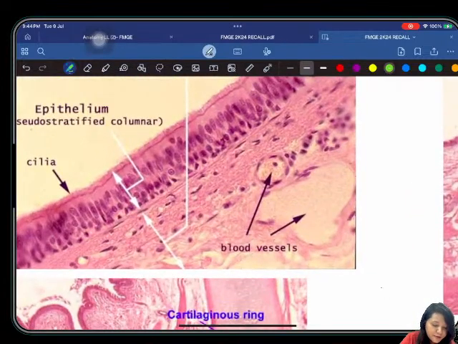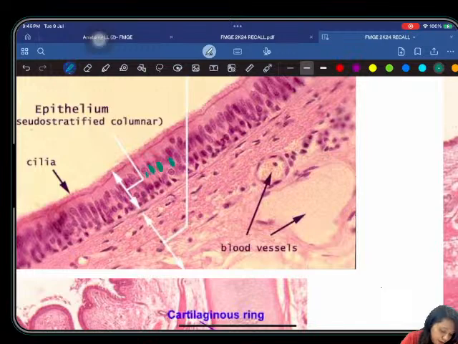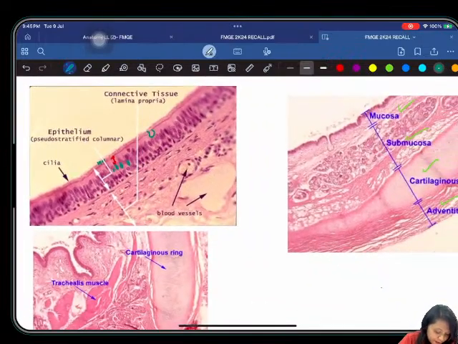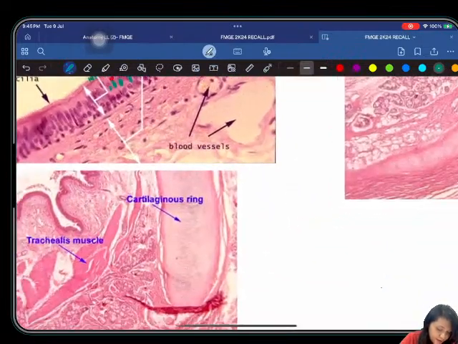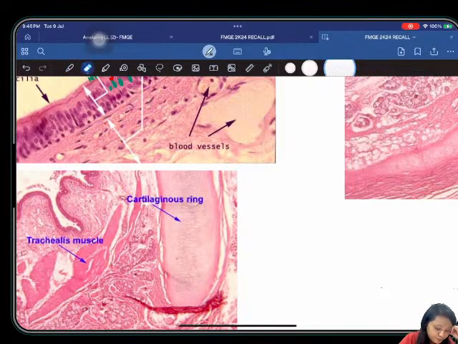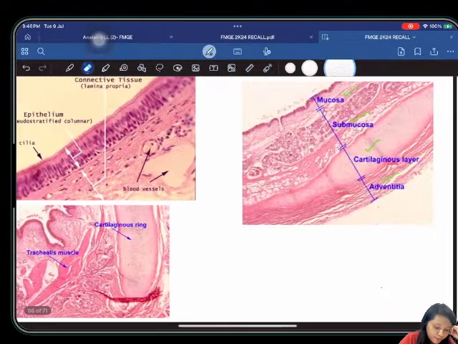and here you can see different nuclei are at different levels, but all the nuclei are elongated, so it is columnar, okay. And the cytoplasm also is more in the upper part, okay. And then you can see cilia also and certain goblet cells also. So this is your pseudostratified columnar epithelium, okay. Here you can see the cartilaginous ring and trachealis muscle, which is present posteriorly, okay. You will have a C-shaped cartilage anteriorly and trachealis will be present posteriorly, okay.